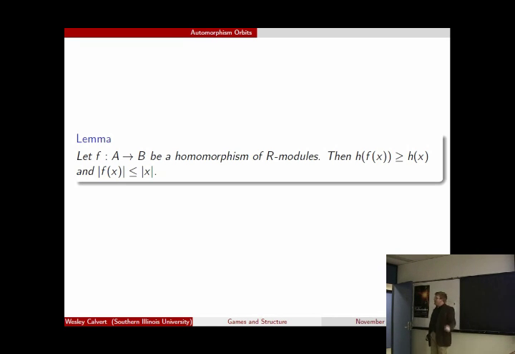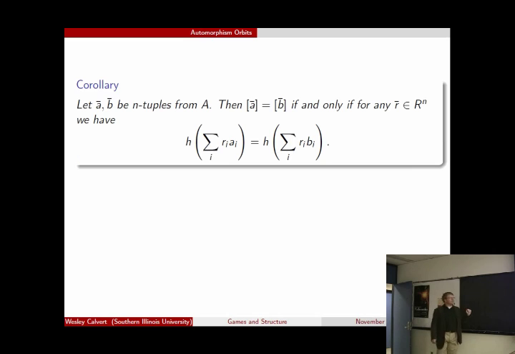What's the height of 0? Because sending it to 0 is a homomorphism. Yeah, 0 I think has infinite height, because 0 is still around at the end of the game. 0 is still around at the end of that sequence.